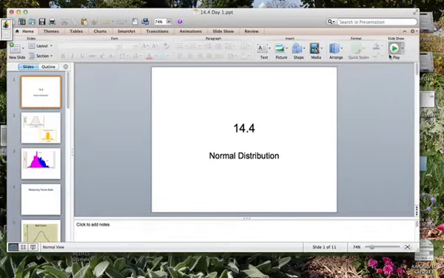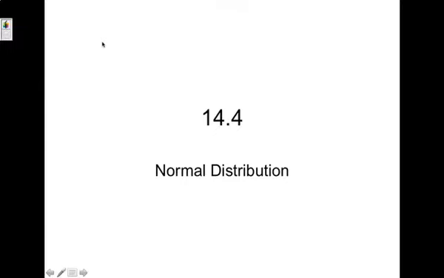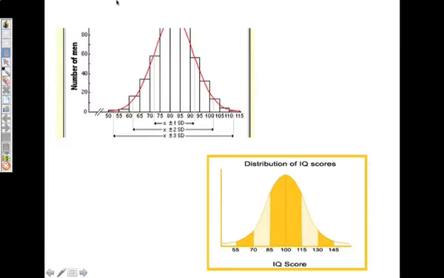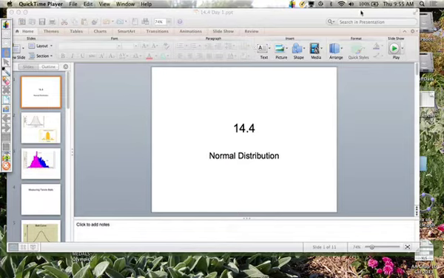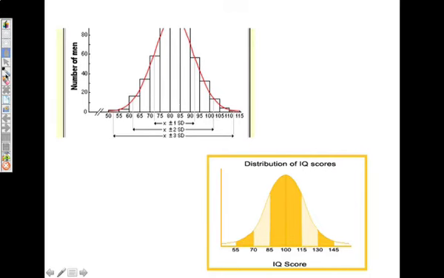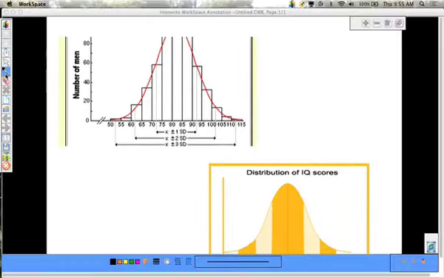Today we're going to start taking a look at 14.4, which talks about the normal distribution, and we are going to spend a couple days looking at this. So these first slides differ slightly from what you have here. We're not going to be measuring tennis balls today, but they are some examples of a normal distribution.